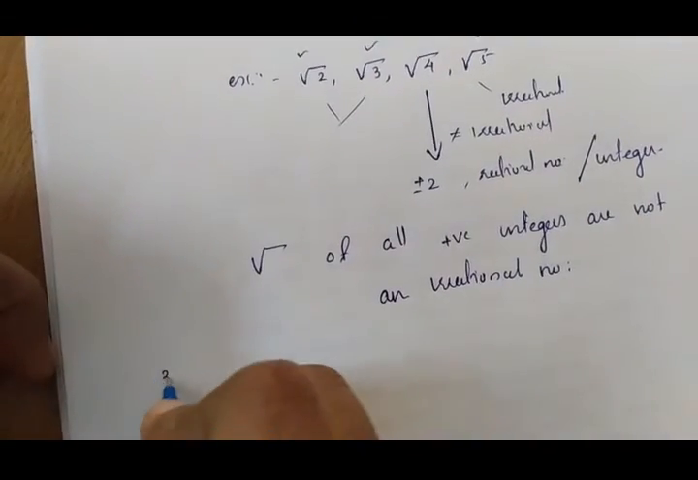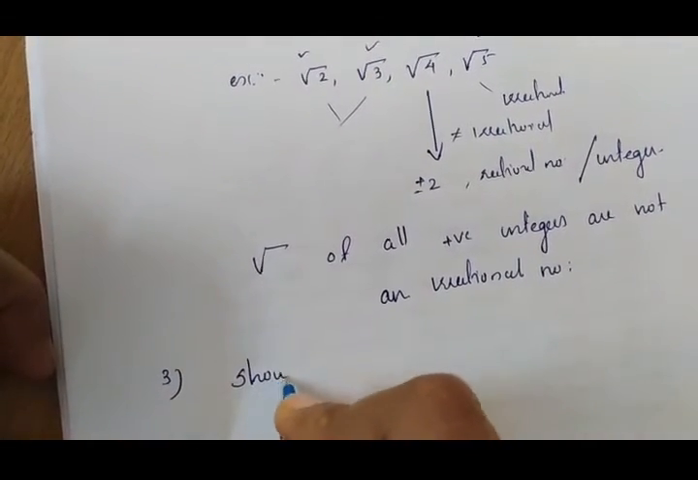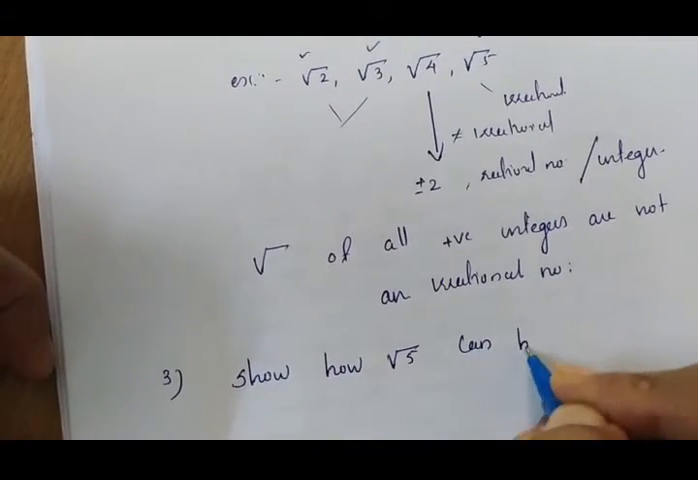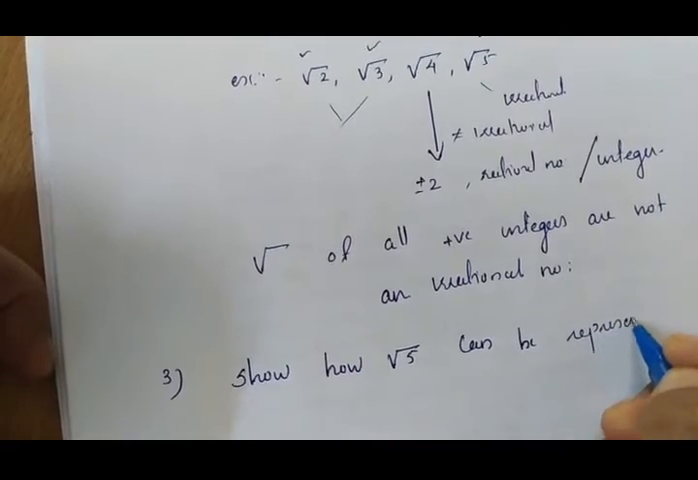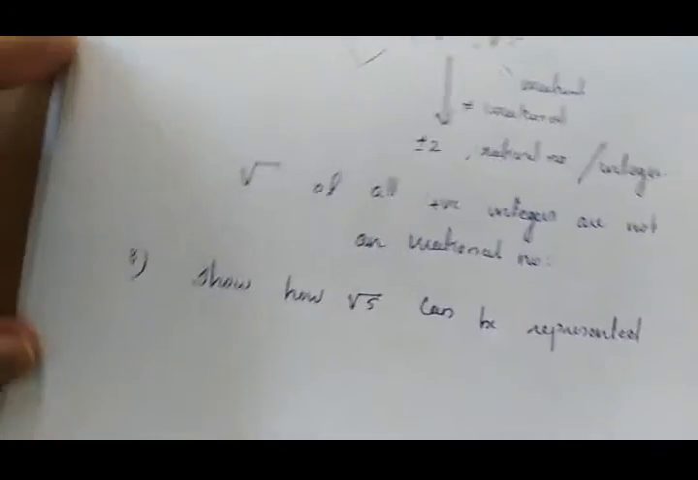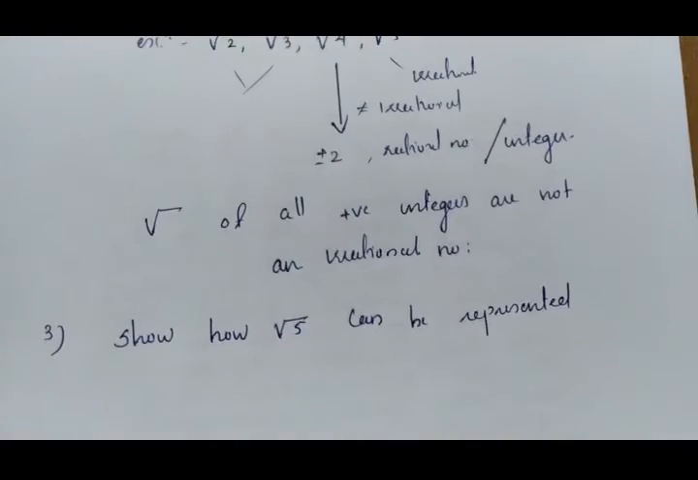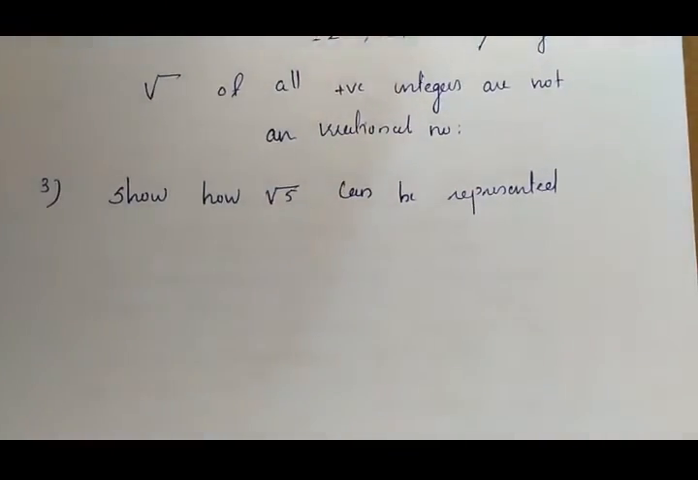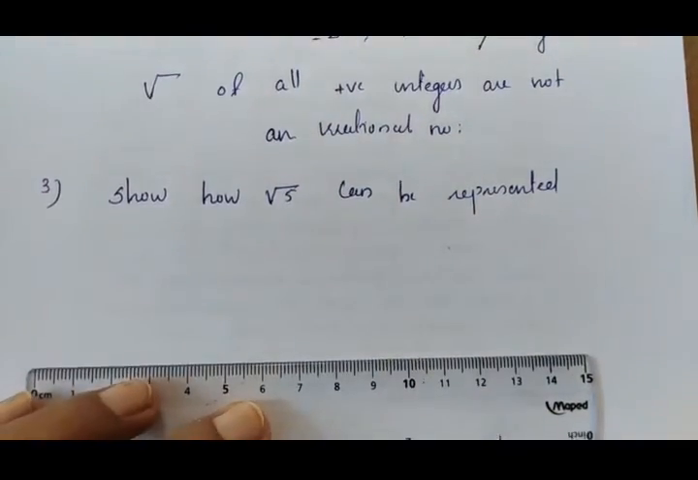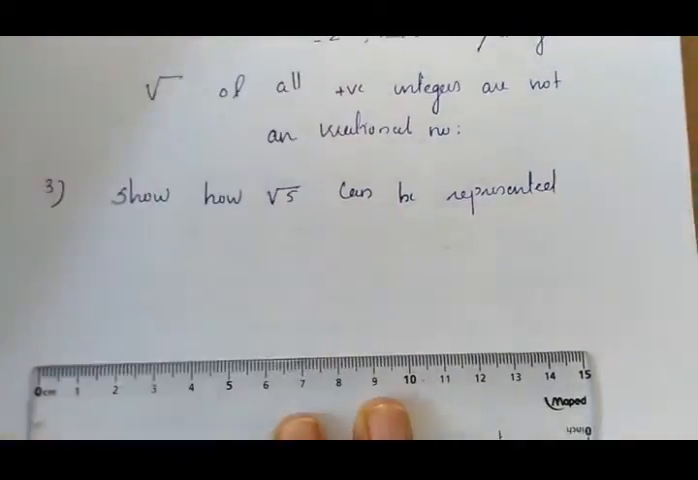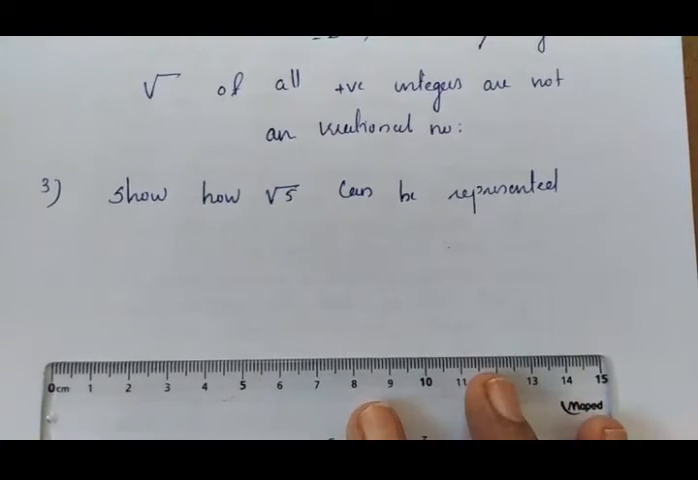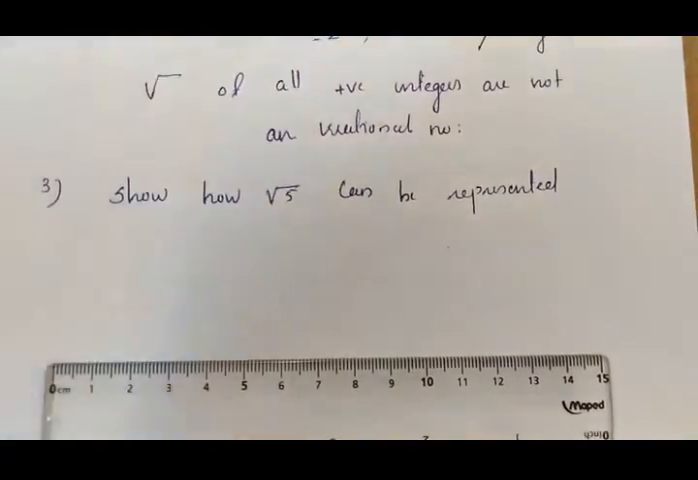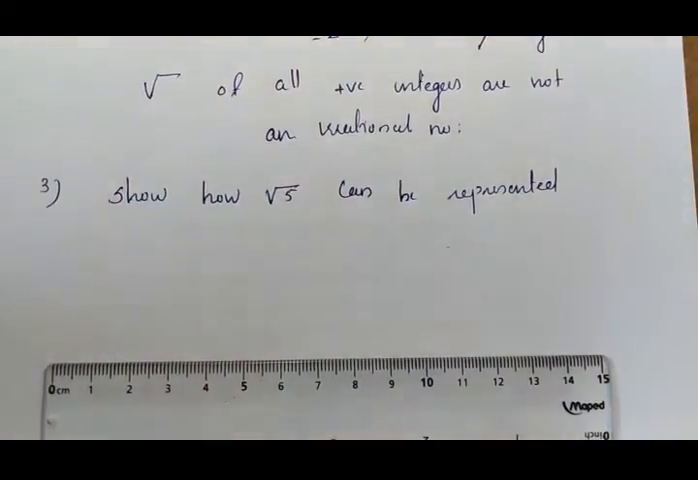Next question is, show how root 5 can be represented on a number line. In the previous class we went through the methods of representing root 2 and root 3 on a number line. Here we are going to see how to represent root 5 on a number line.